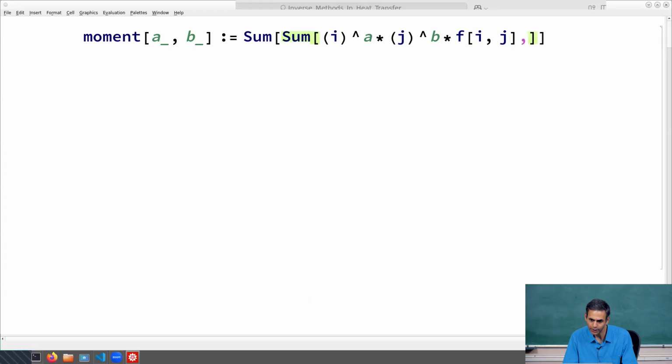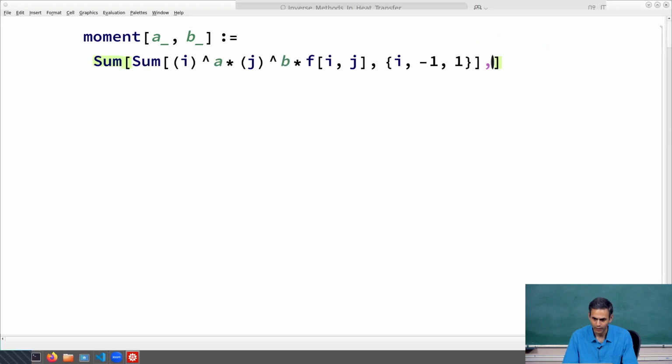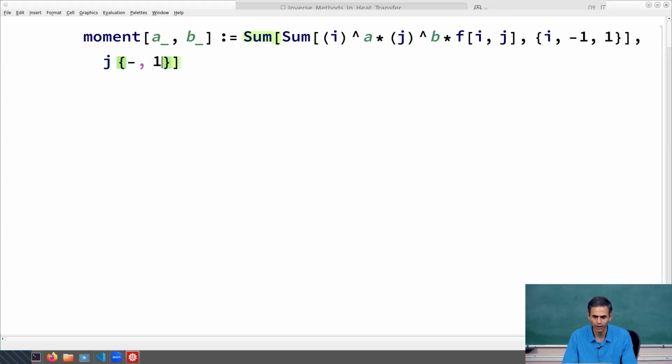Okay, and then with i going from -1 to 1, and then we have j going from -1 to 1. That's what I want to calculate. I have put brackets here, and then j going from -1 to 1. Fine. So is everybody okay with what I have written?